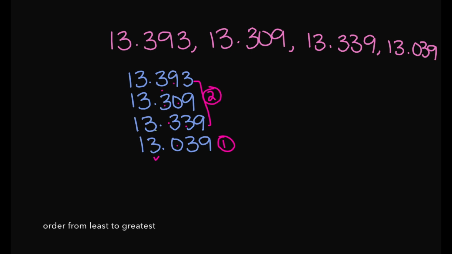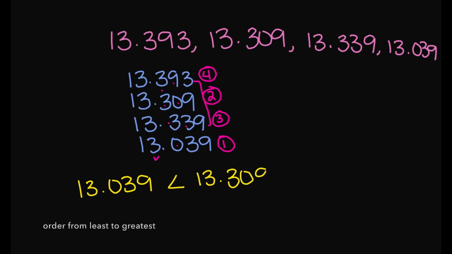13.309 is next. And then we have 13.339, this is next. And then our last one here, our greatest number is 13.393. Our smallest number is 13.039, which is less than 13.309, which is less than 13.339, and then less than 13.393.